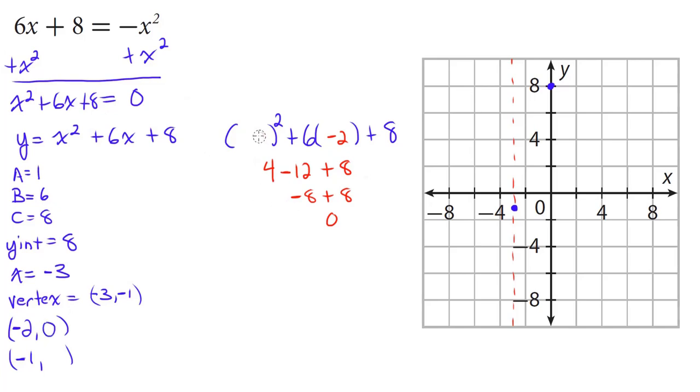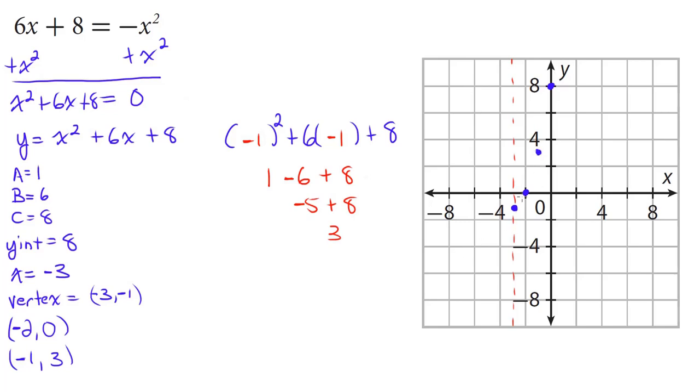So let's go ahead and find our y value when x is -1. So -1 squared is 1. 6 times -1 is -6 plus 8. 1 minus 6, that's -5. And -5 plus 8 is 3. So when x is -1, y is 3. And so now we can plot these 2 points, -2 comma 0, that's right here. And -1 comma 3, that's going to be right here.